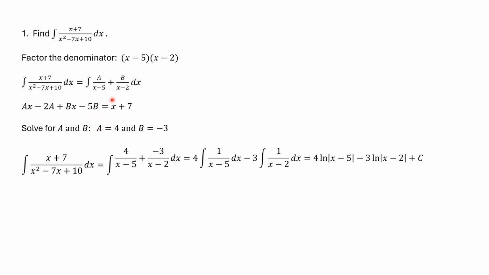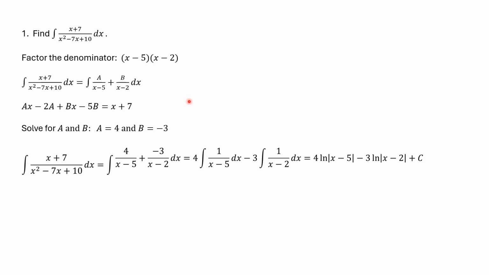So here a times x minus 2 is ax minus 2a. B times x minus 5 is bx minus 5b. And that will become our numerator if we want to make this a common denominator. And that is equal to x plus 7. So we get two equations: the x equation, ax plus bx equals 1x, so a plus b equals 1. And the second equation is negative 2a minus 5b equals 7. So you now have two equations and two unknowns, the unknowns being a and b.